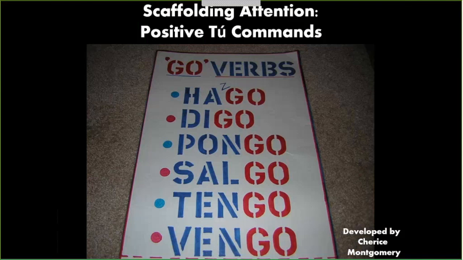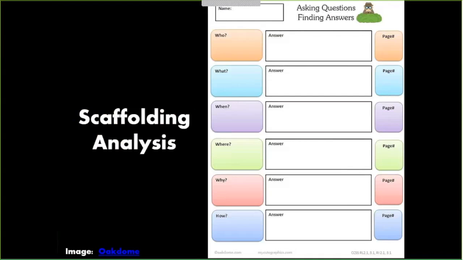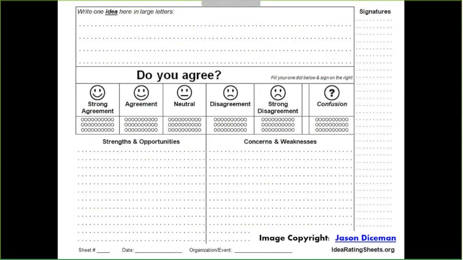So here's an example of helping them to see patterns in the language, grammatical patterns. These happen to be verbs that are irregular in the informal positive command form in Spanish, and it shows that the pattern is you get rid of the go at the end. There are loads and loads of strategies like this that you can use to scaffold each of these things. And really all you have to do is Google analysis or decision-making or discussion and template, and you will find templates that look just like these that you can adapt for your own classes.